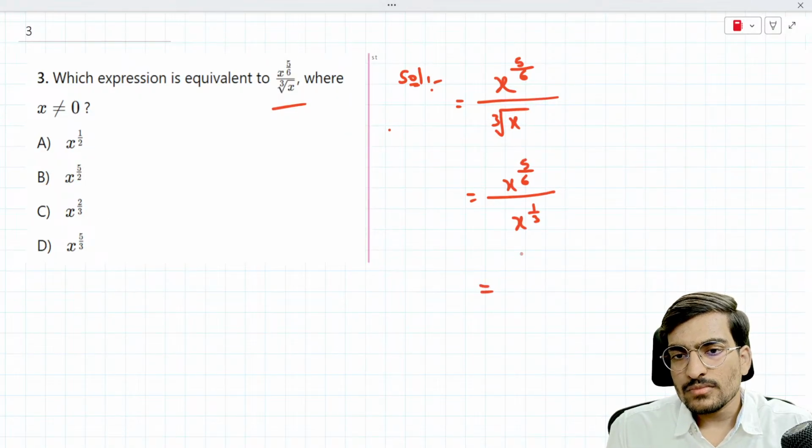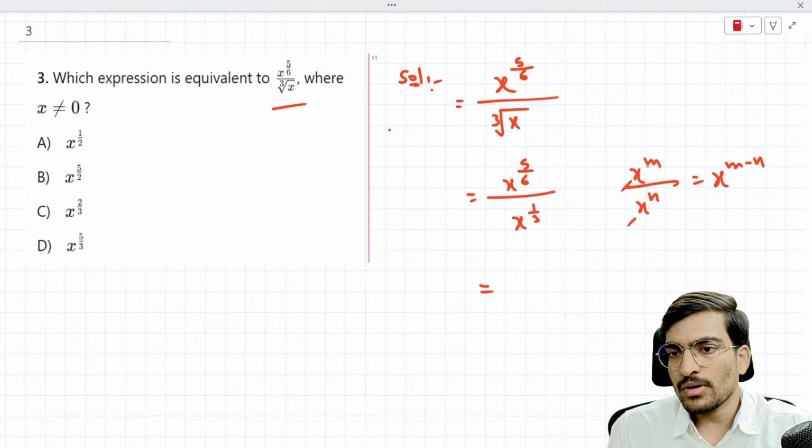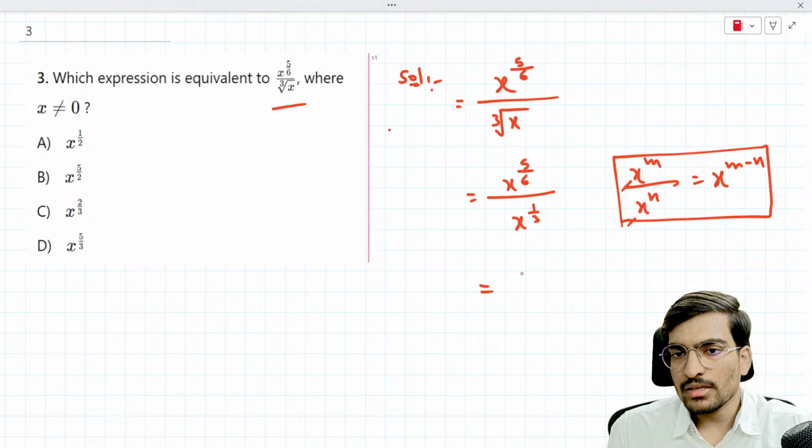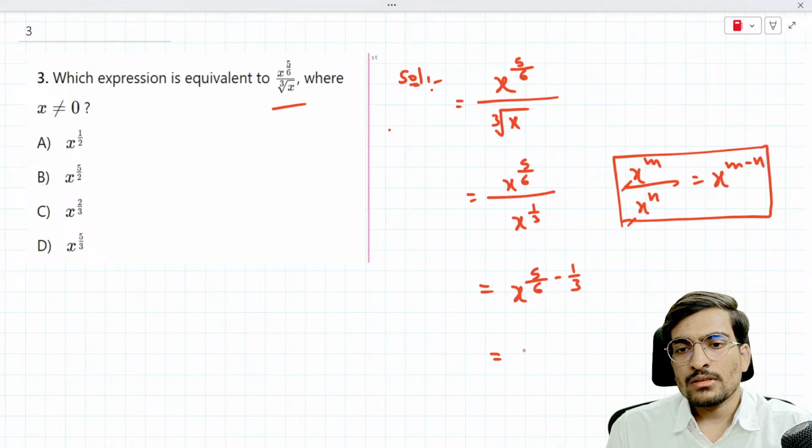Now here we can apply the quotient rule. What is the quotient rule? x raised to the power of m by x raised to the power of n, where the bases are the same, x and x, then x raised to the power of m minus n. So I'm going to apply this. So x raised to the power of 5 by 6 minus 1 by 3. So this is equal to x raised to the power of 15 minus 6, which is 9. Or else you can just directly multiply by 2 here. So it's going to be 5 minus 2, which is 3 by 6. 3 by 6 is 1 by 2.